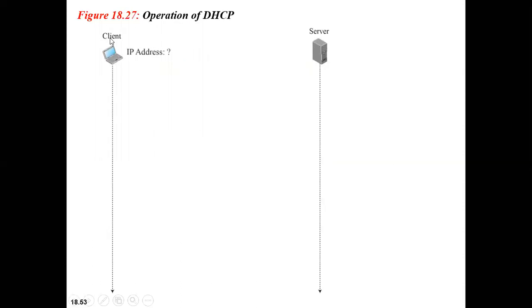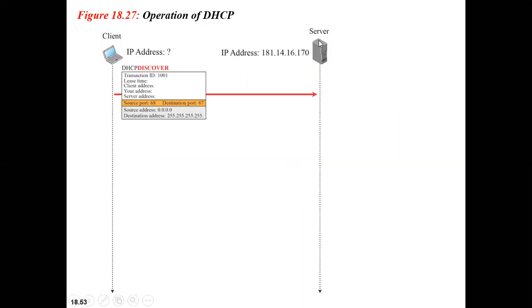Now we'll see in detail how this works. Consider you have a client and a server that need to communicate with each other. I already told you the client does not know its IP address, but the IP address of the server we already know. First, if a client wants to join the server, what does it do? It creates a DHCP discover message, in which we are giving a transaction ID.